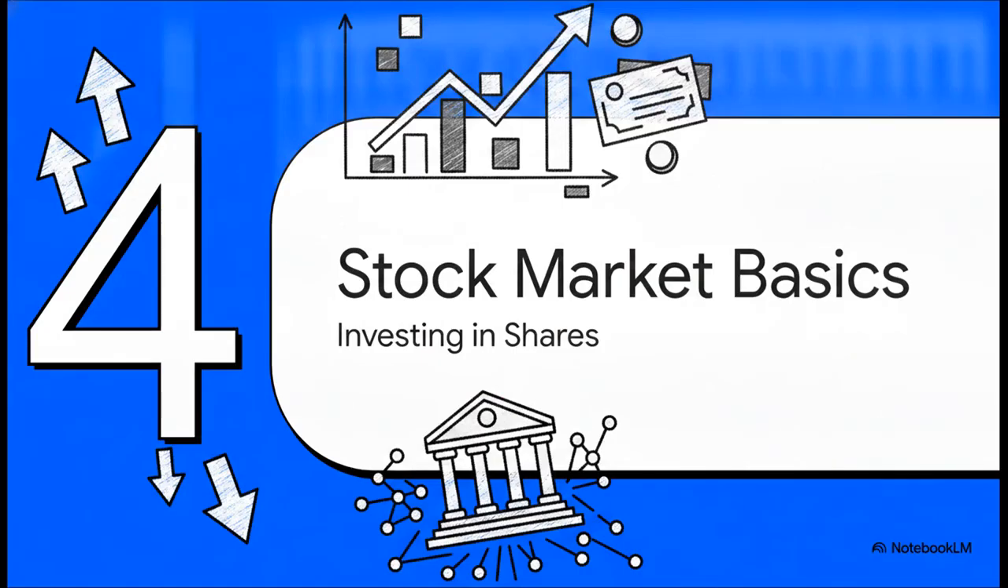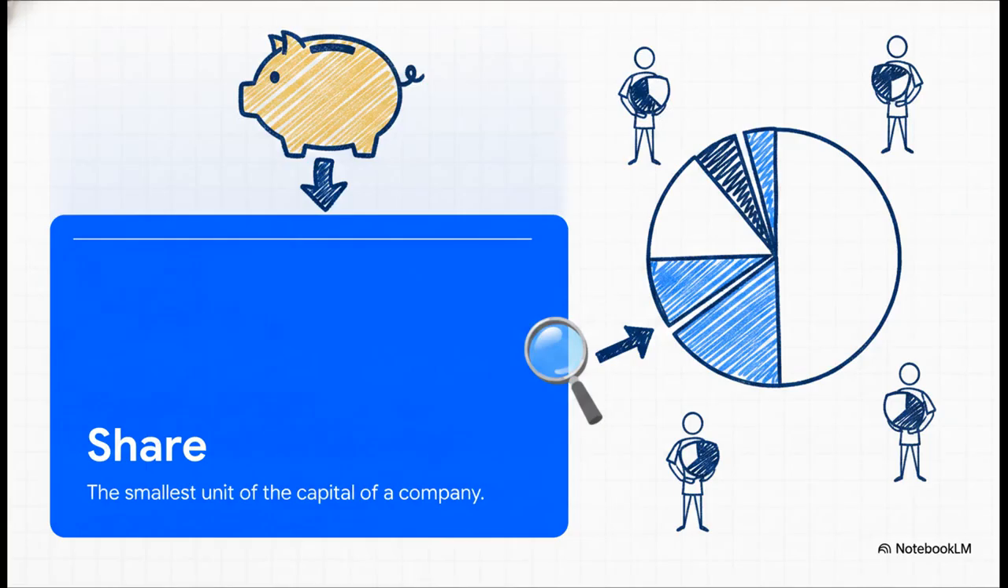Section 4, The Stock Market Basics. Let's demystify one of the most talked about ways to invest. The stock market. To establish any large company, you need capital, and this massive sum of money is divided into very small, perfectly equal parts. We define a share as the absolute smallest unit of a company's capital. So if you go ahead and buy a share, you officially become a shareholder.